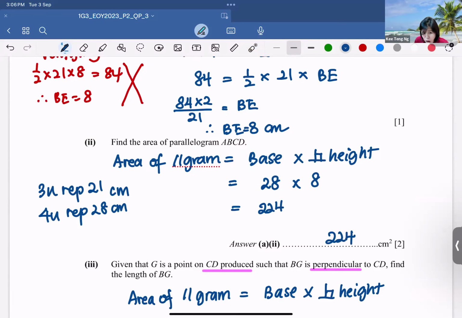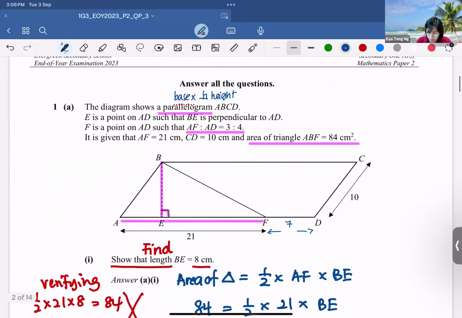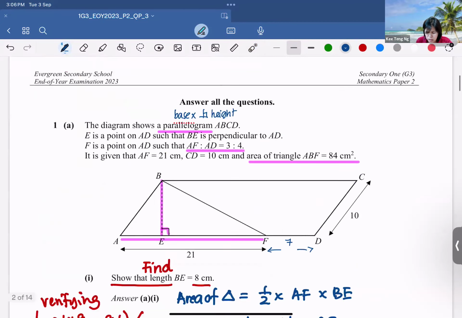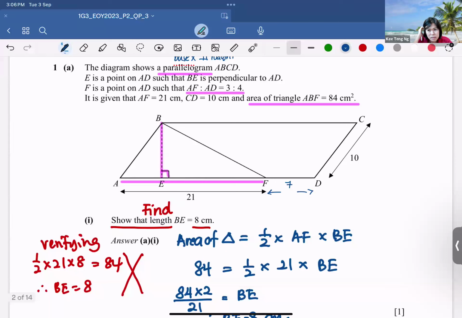Okay, now I have the next part. The question says G is a point on CD produced. What exactly is CD produced? What does CD produced mean? It means starting from point C, extend towards D, and extended.